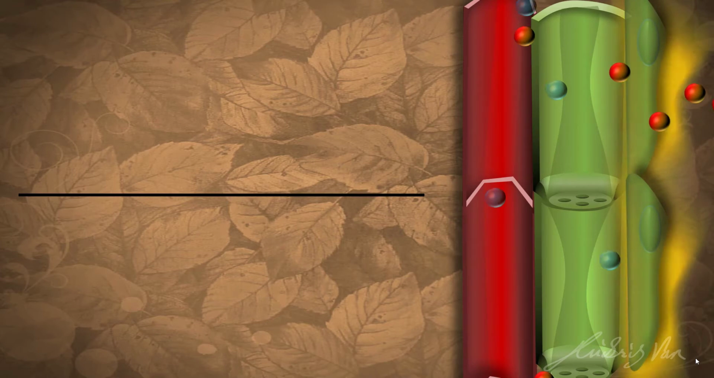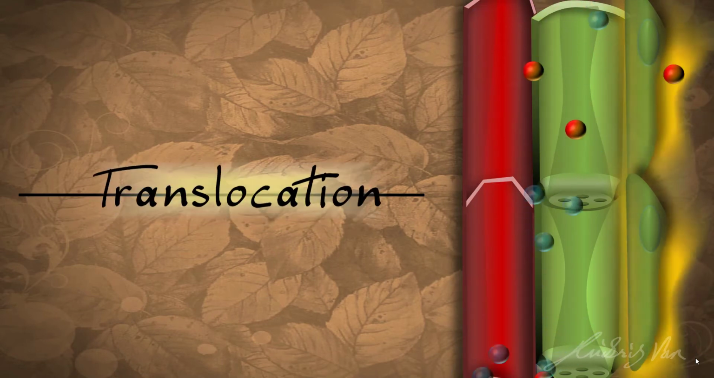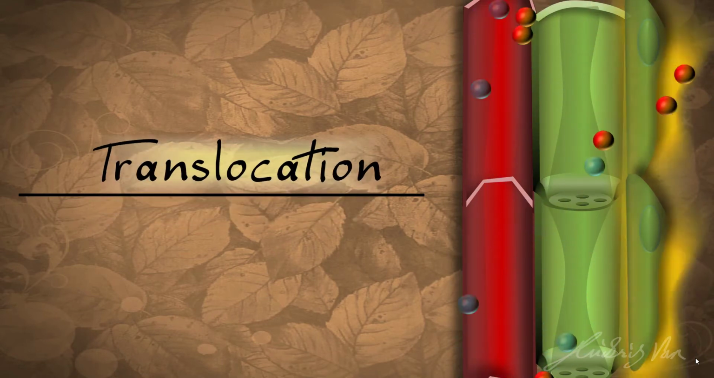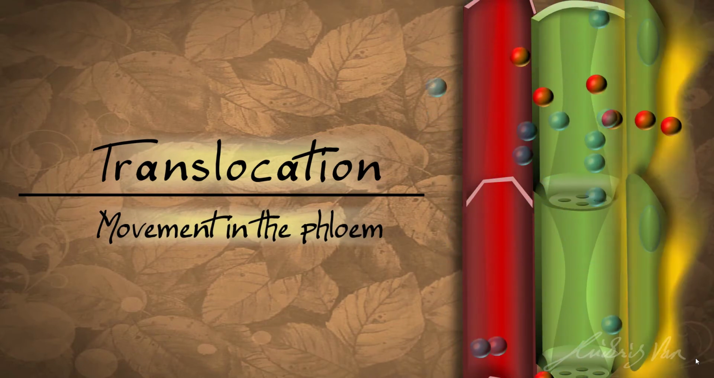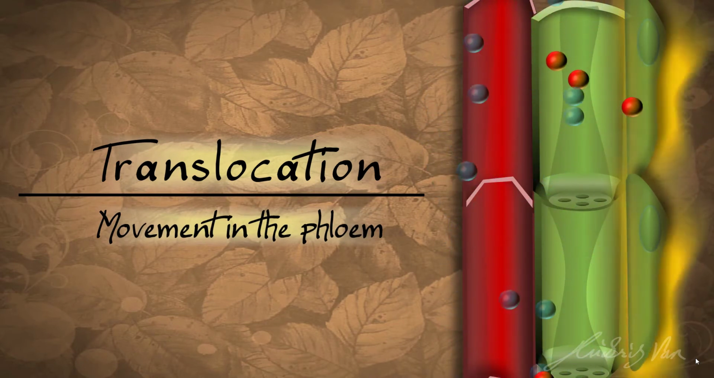So we have learned a great deal about the transport of water in xylem. In the last video of this chapter, we are going to learn about the transport inside the phloem. And the process is known as translocation, and it occurs in the phloem. It is the transport of dissolved nutrients.